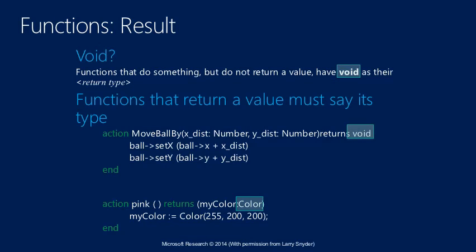So when you're returning a value, sometimes a value would have the type void, which means that the function does something, but it doesn't return a value. And so the empty value is void. There's nothing there. So in our action move ball, our distances were x and y, and then we didn't have anything being returned at the end, so this part was blank. Whereas with action pink, we were returning colors, or my color, and so that is our return type.